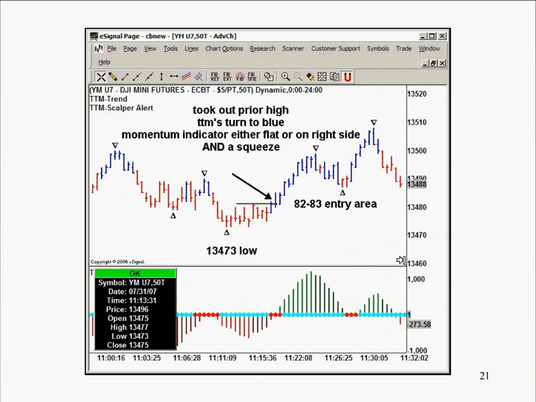You just want something to tell you that it may have value as a level or a zone or a cluster. So here, once you took out the prior swing high, the bars turned blue, right here, and you had to be either flat or above zero. And then there's also a squeeze. So there's two entries there.